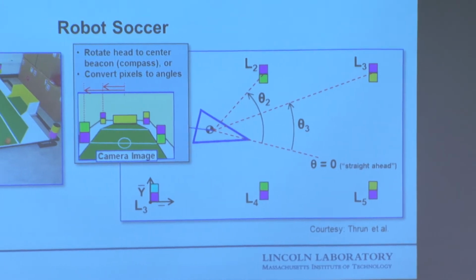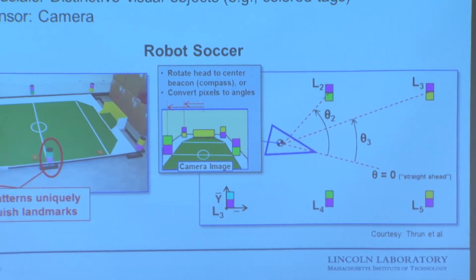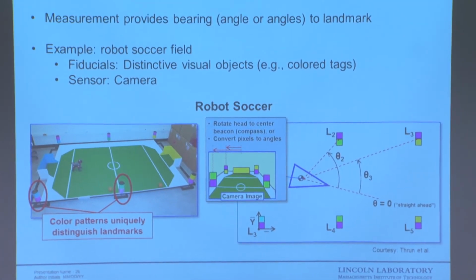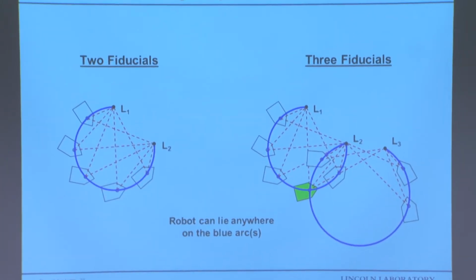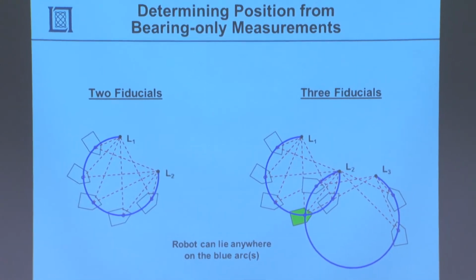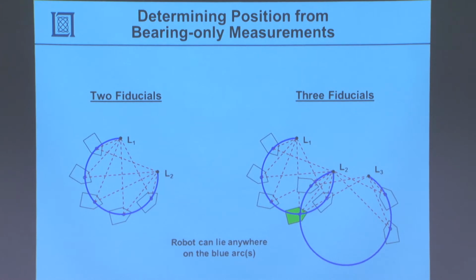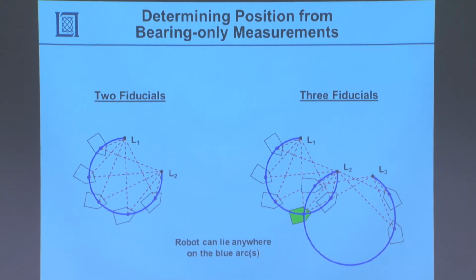So that's good. Now we have bearing, but we still need to be able to convert that into some position in the environment for us to be able to use it. It turns out that you can't just use a single bearing measurement because that doesn't tell you how far away you are from the fiducial. You can't just use 2 measurements of landmarks either, because if you do, your robot can lie anywhere inside of an arc formed by those 2 landmarks.